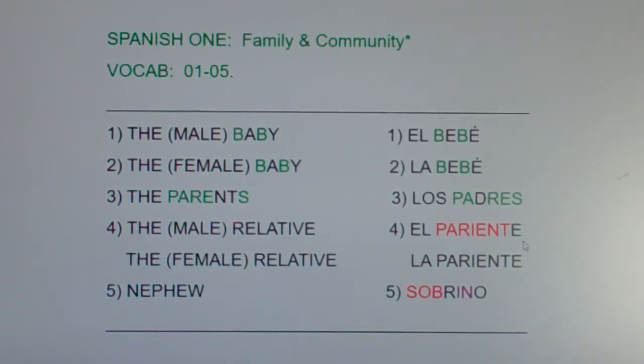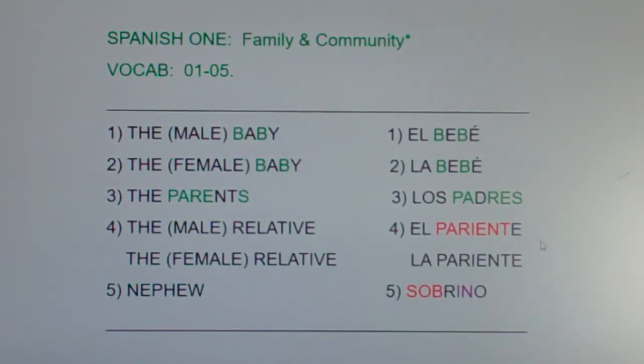Now, a lot of my students miss this. They look at pariente and think, oh, that's parents. No. Pariente is relative. Okay? Visualize yourself, you're at a family reunion, and you look around, you see dozens and dozens of people, and you say, apparently, all these people are my relatives. Get it? Apparently, all these people are my parientes.